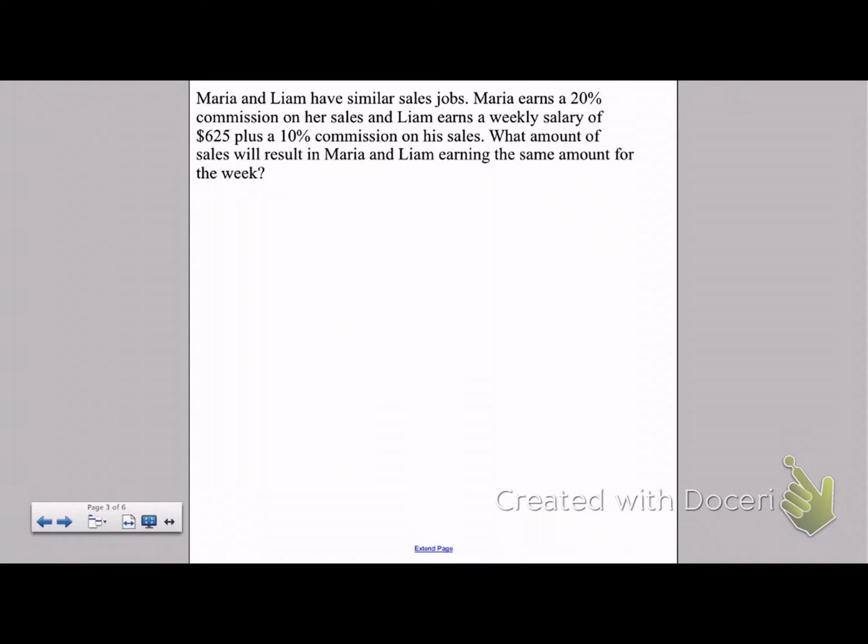So I need to first determine what the question is asking. The question wants to know what amount of sales will result in them having the same amount for the week. Same. Key word again. Same means equal. Since this is a word problem, I need to identify my variable. So x is going to be the sales in dollars.